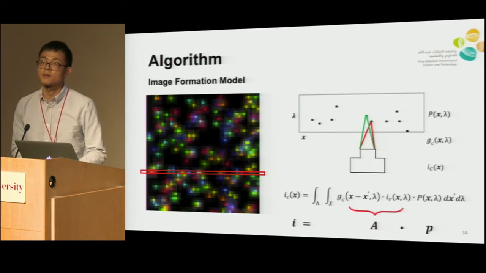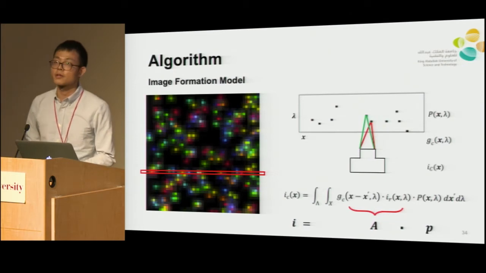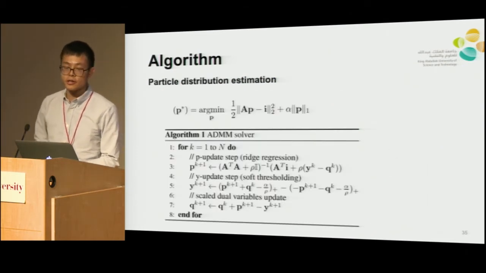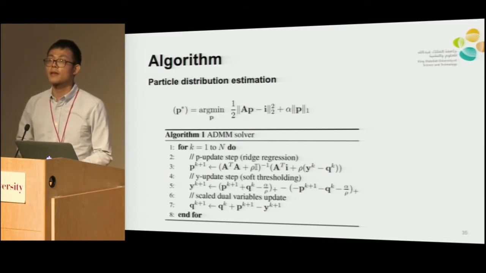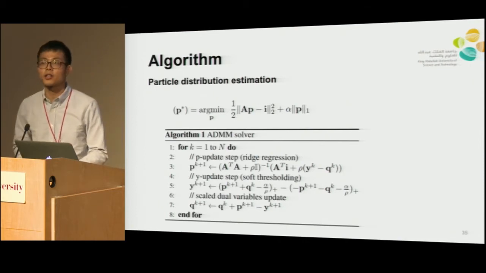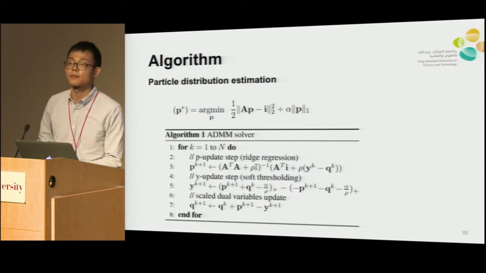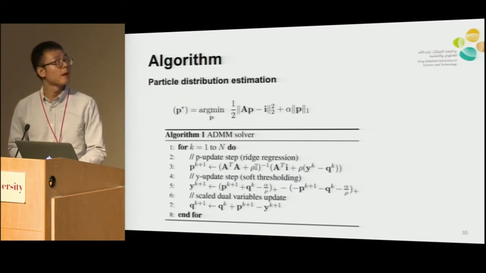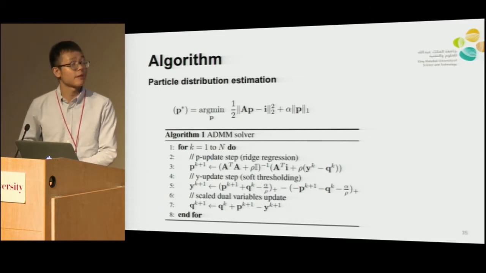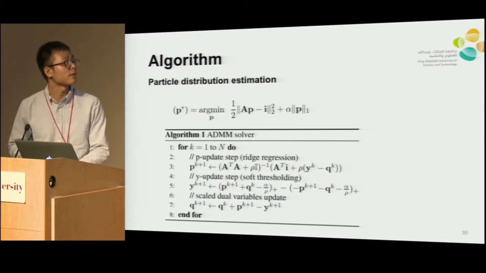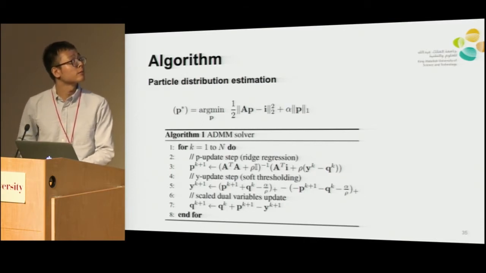This is an ill-posed problem because we compress the full spectral information to just 3 color channels. A common way to tackle this problem is to introduce a regularization term and formulate a minimization problem. In this case, we encourage a sparse distribution of the particles. So we introduce the L1 term, and this problem can be solved by the well-known ADMM framework. We update the primal variables by solving this linear system, and then update the auxiliary variables by soft thresholding. And after that, we update the dual variable.